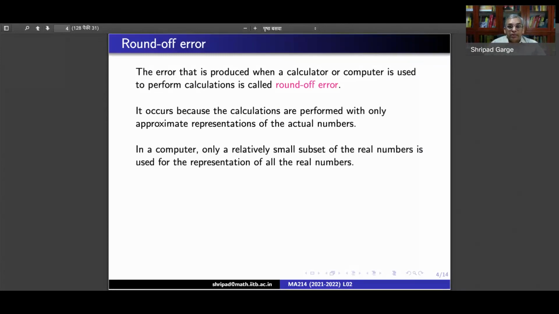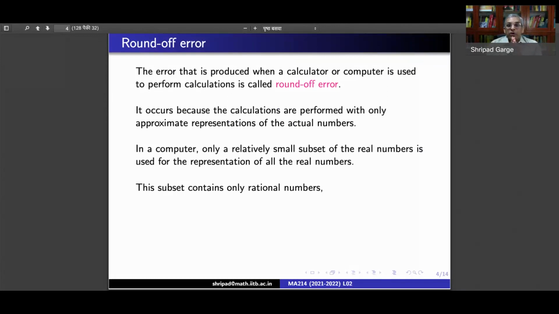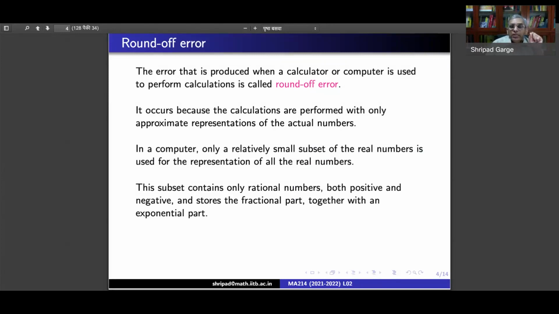And so if we want to understand the set which is represented in the computer, as we said, it contains only rational numbers, both positive and negative, because we should work with both positive and negative numbers. And there is a fractional part together with an exponential part. It's a very interesting way these things are written down. It's a binary expansion, really.